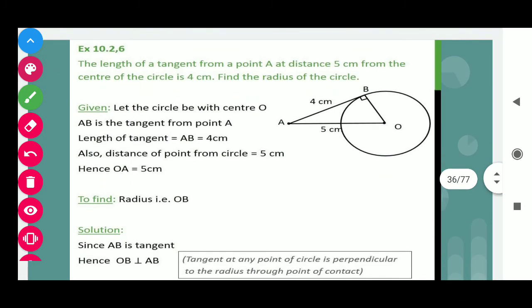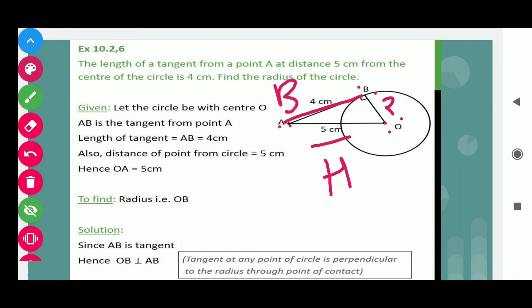Now here is question number 6. The length of tangent from point A at a distance of 5 cm from the center of the circle is 4 cm. We need to find the radius. This is a very easy question, and in the previous video I explained questions number 1, 2, 3, and this is just like that question. So students, in this way OB is perpendicular to AB. We need to use the Pythagoras theorem, and this is the hypotenuse, this one is the base. We need to find the perpendicular.